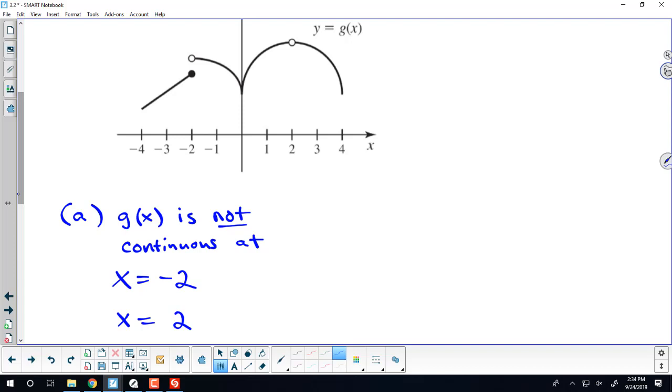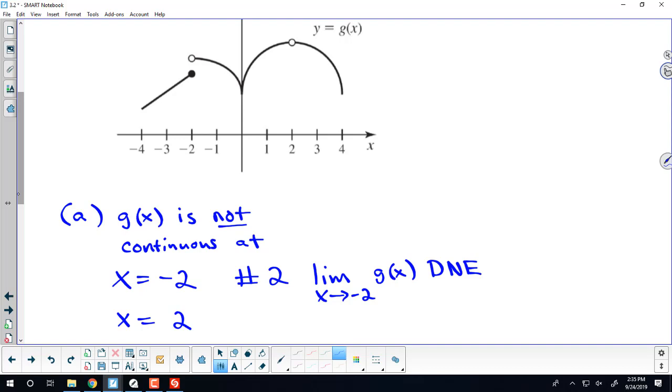The function is defined at negative 2, but remember continuity checklist number 2, the limit has to exist. So the limit as x approaches negative 2 of g of x does not exist. Why doesn't the limit exist? Because the limits coming from the negative and the positive side are not equal. Exactly, the limit doesn't exist because our one-sided limits aren't the same.